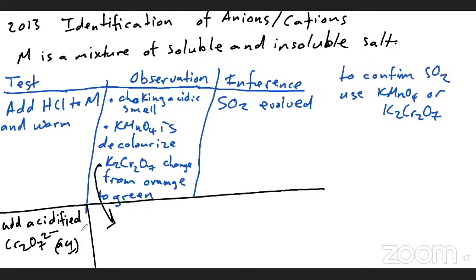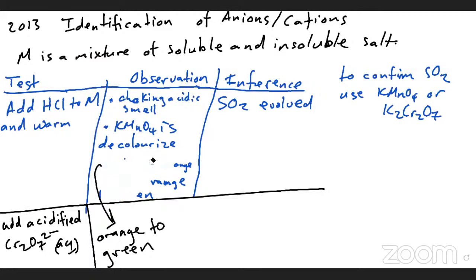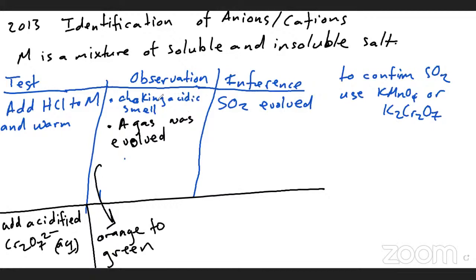All right, so I'm going to bring these down here. But you would still have to confirm it, so make it stay. So this goes from orange. What I'm going to do, switch this one. So a gas was evolved and we add that it has a choking acidic smell. And for inference, they have the sulfide ion is present.